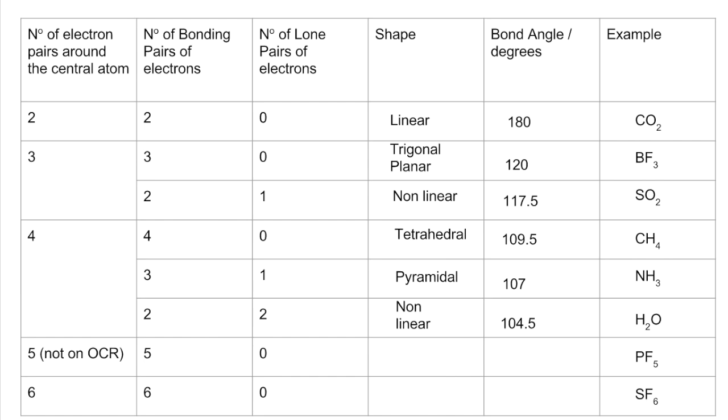So the 5 electron pairs, all bonding pairs, I'm just looking at. PF5 is the example. So we have a trigonal bipyramidal shape and we have 2 angles in there. We have 120 degrees around the middle and we have 90 degrees from the vertical to the middle. And then 6, all bonding pairs, we get an octahedral shape and all of the angles are 90 degrees. And the example for that would be SF6.